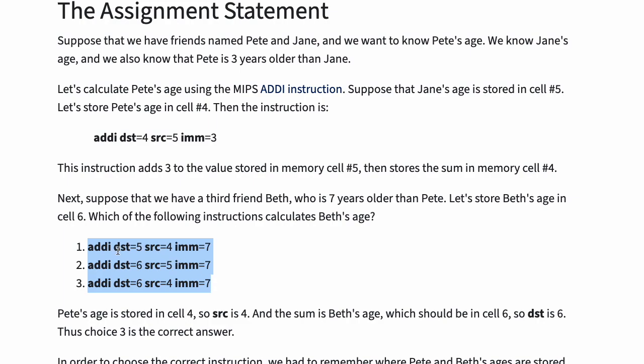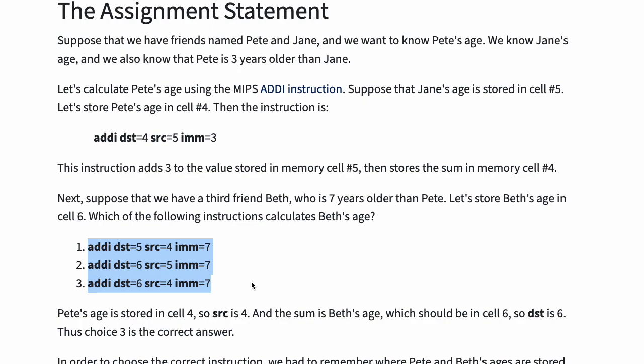1. ADDI, DST equals 5, SRC equals 4, IMM equals 7. 2. DST is 6, SRC is 5, and IMM is 7. And 3. DST is 6, SRC is 4, and IMM is 7.